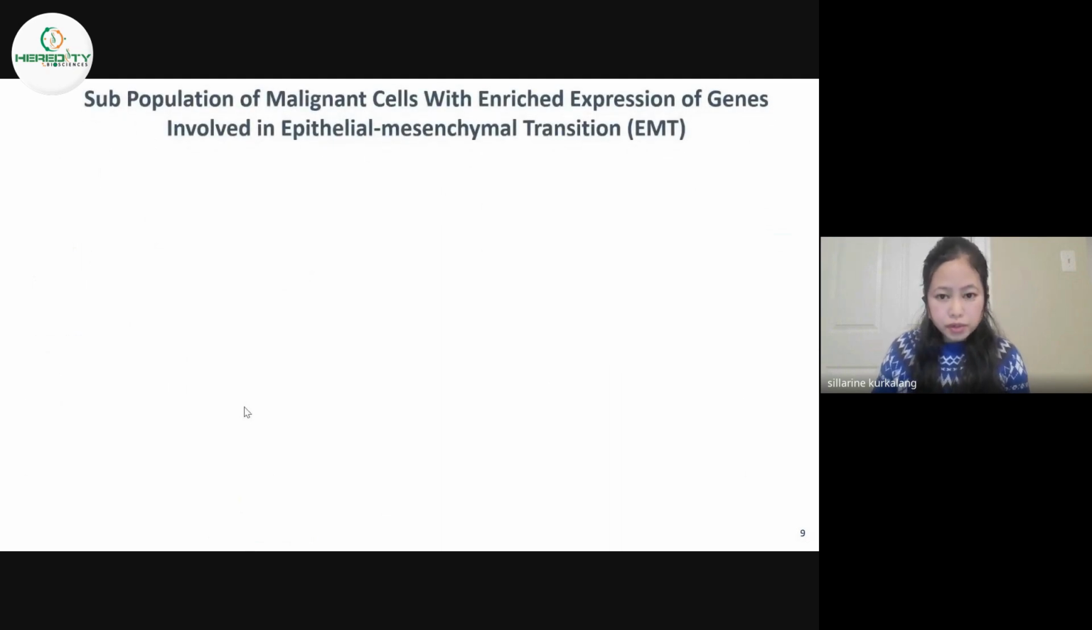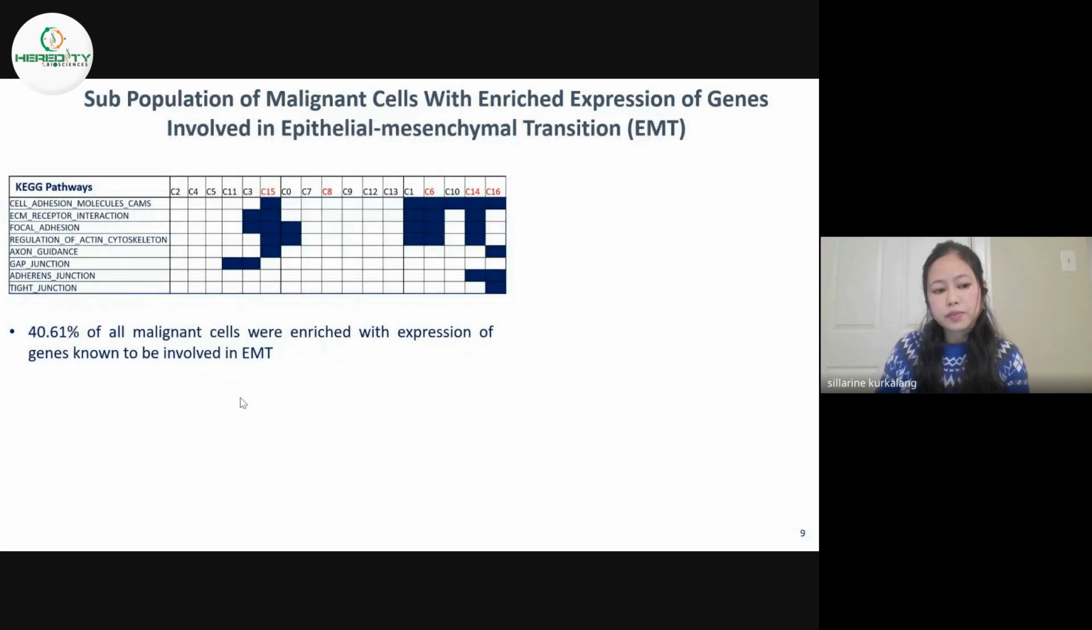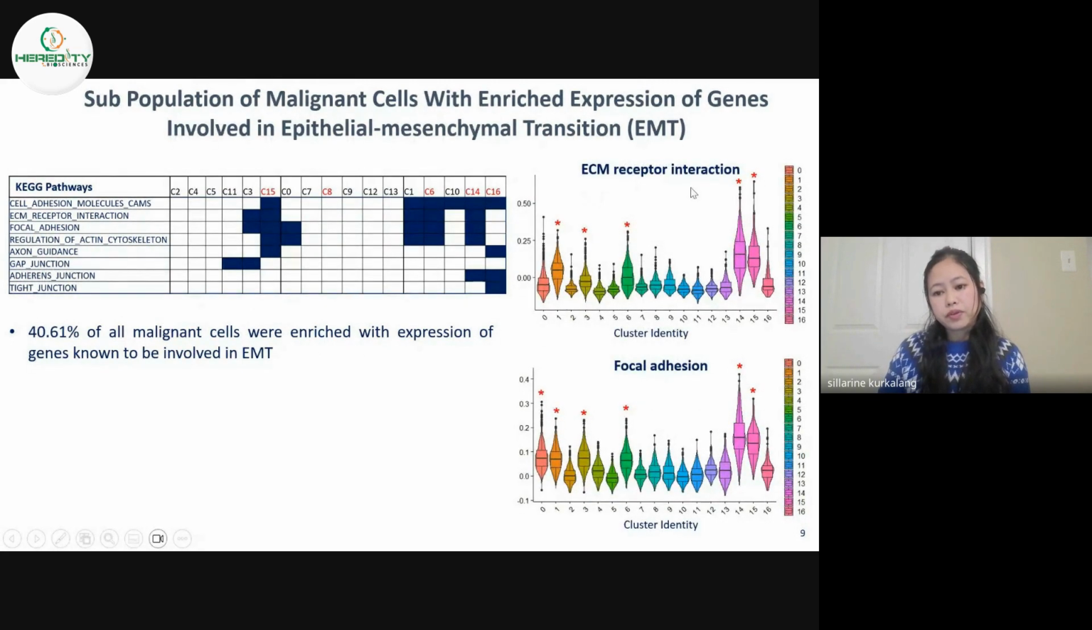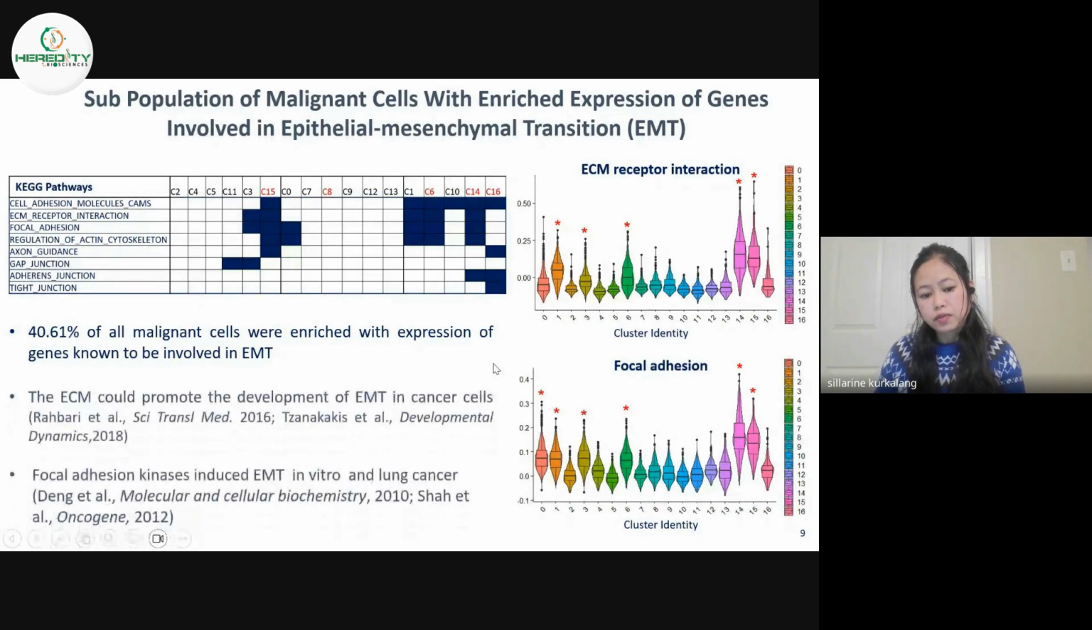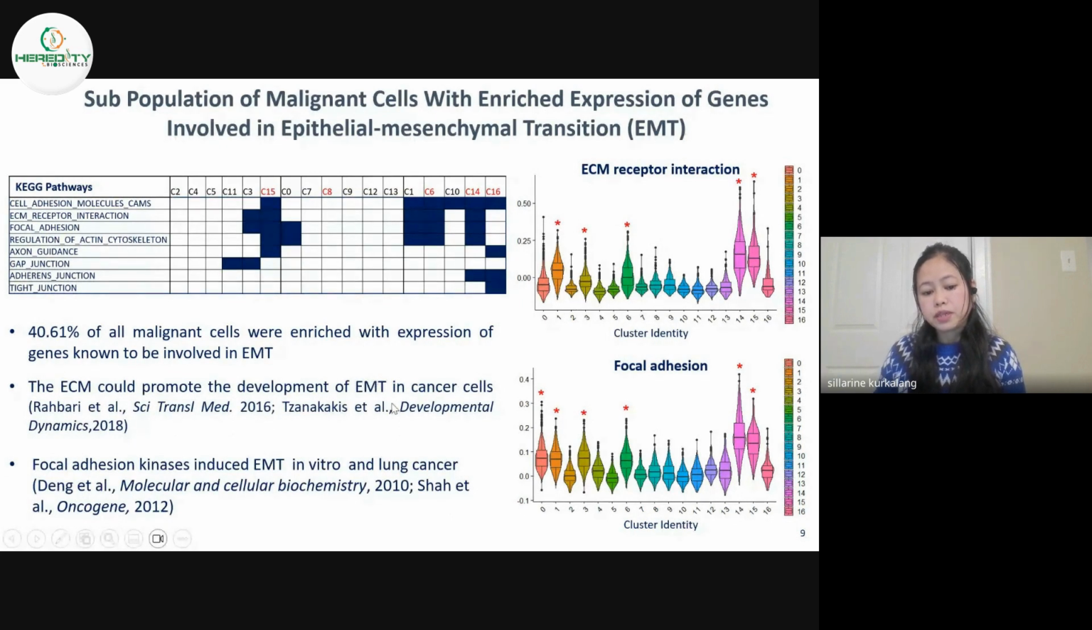We then looked a little bit into the details of the malignant cells. When we did the differential expression analysis, we identified the significantly expressed genes. Using those genes across these clusters, we tried to find which pathways were enriched, and we found that 40.61% of all the malignant cells were enriched with expression of gene signatures known to be involved in EMT, like the ECM receptor interaction and the focal adhesion. ECM receptor interaction and focal adhesion were reported to be involved in the development of EMT in multiple cancers.